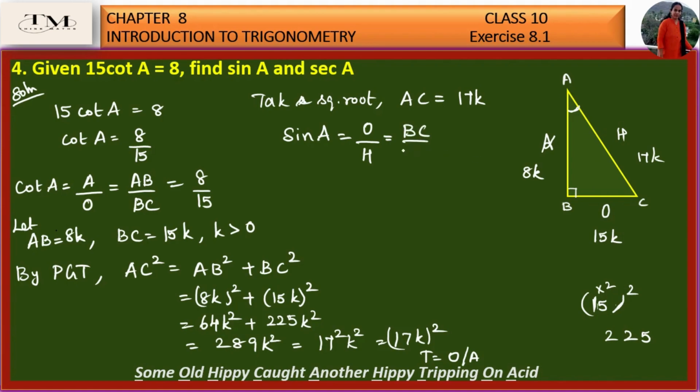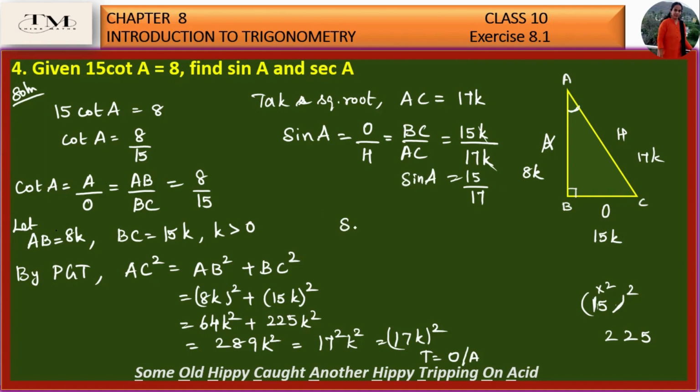Hypotenuse side is AC. So what is the value of BC? BC is 15k. AC is 17k. So k gets cancelled. So the answer is 15 by 17. So sine A is equal to 15 by 17.